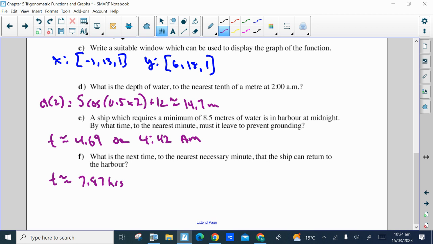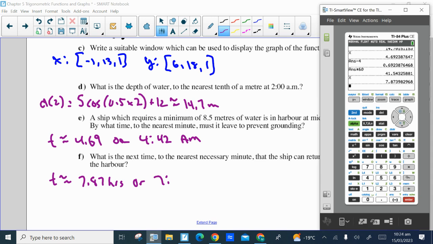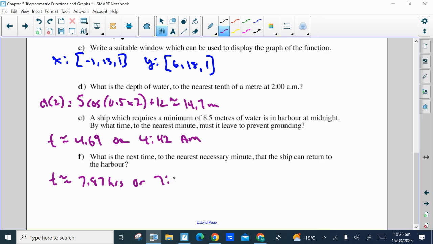7.87 hours after midnight. So again, that is almost 8 a.m. Right? It's after 7 a.m. but not quite 8 a.m. We can again find out how many minutes 0.87 of an hour is by getting rid of the 7 in front and then multiplying that by 60. And to the nearest minute, it would be 7:52 a.m. That is when the ship can return to the harbor.